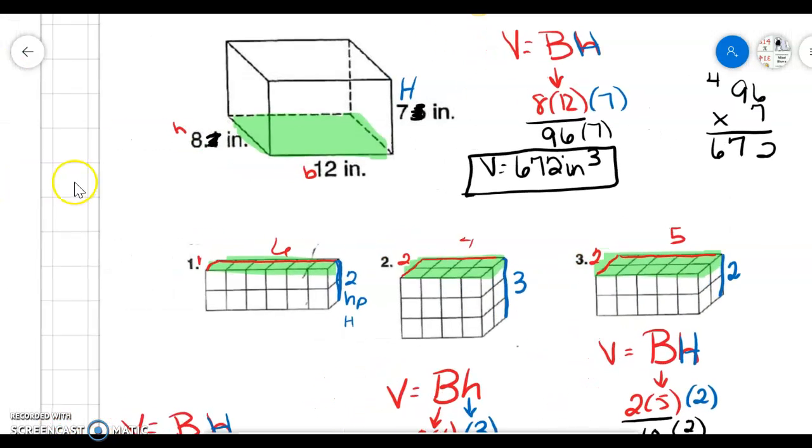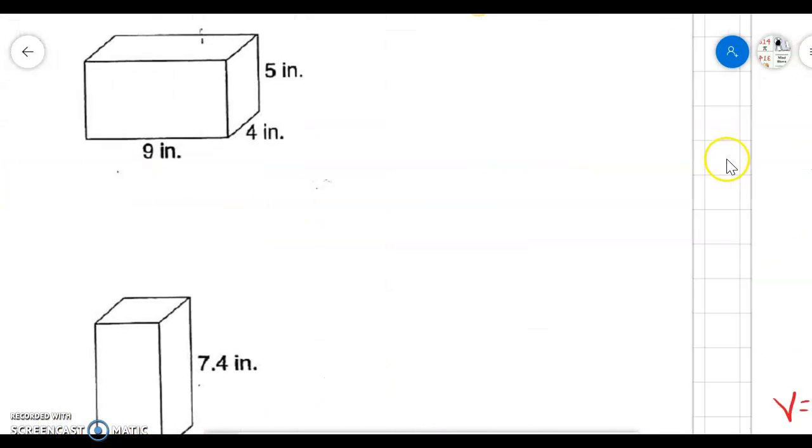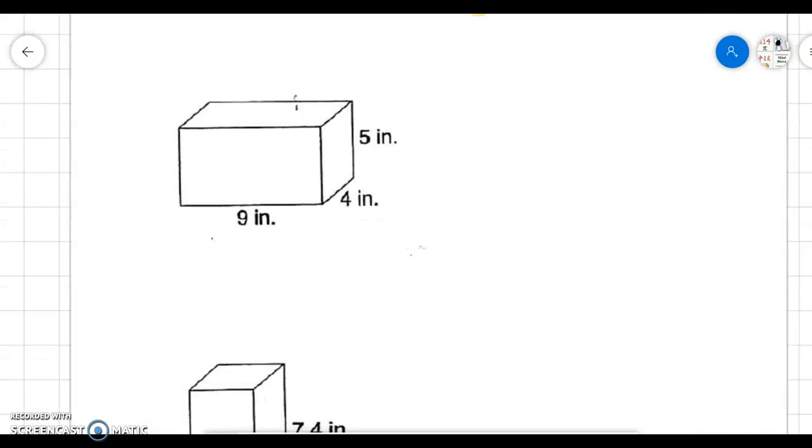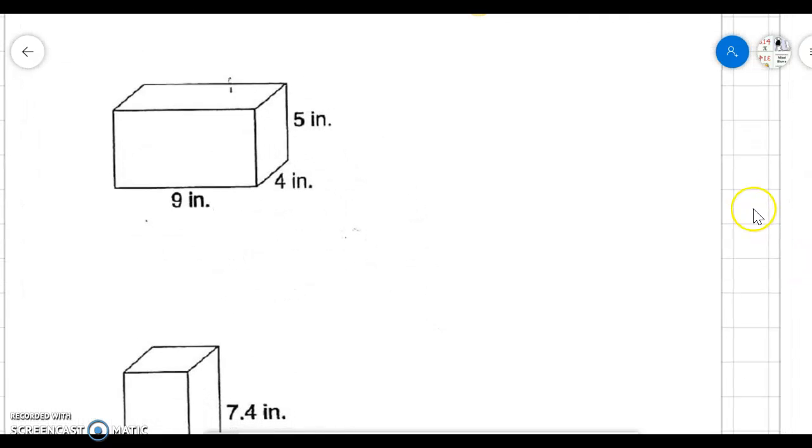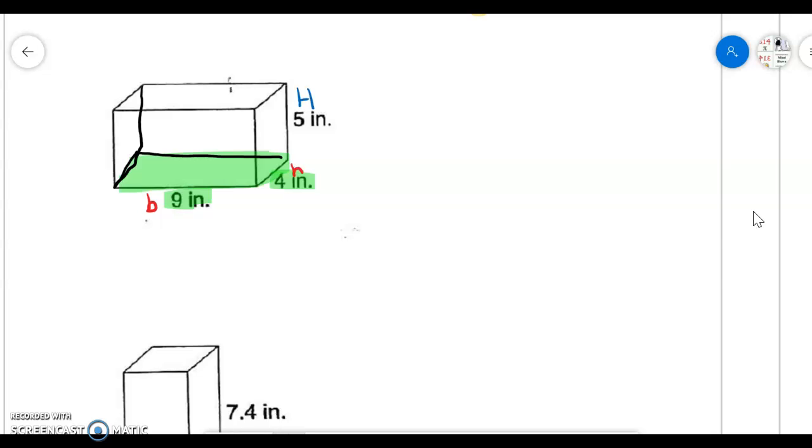I have 2 more examples I want to do with you. I want to make sure you're feeling pretty comfortable with this information before I give you a couple of practice ones, and we'll see how that goes. On this particular shape, you could draw in those back lines if you wanted to, and you can see here we have our 9 and our 4. This is our base and our height on our base shape, and then this 5 would be our height on our prism. So V equals big BH.